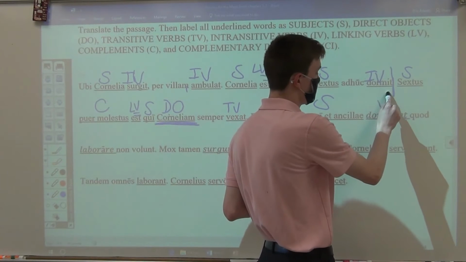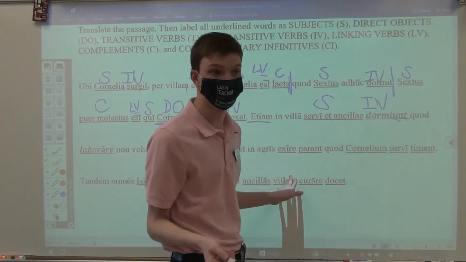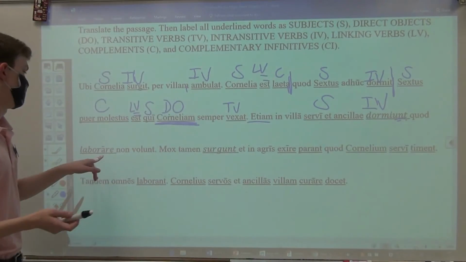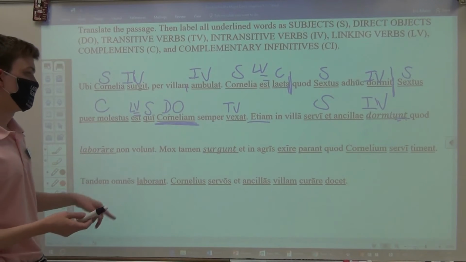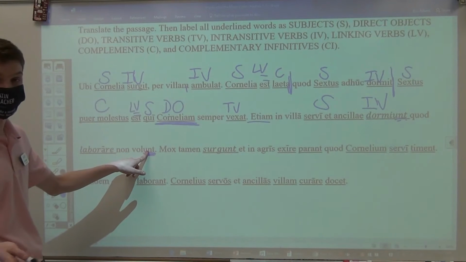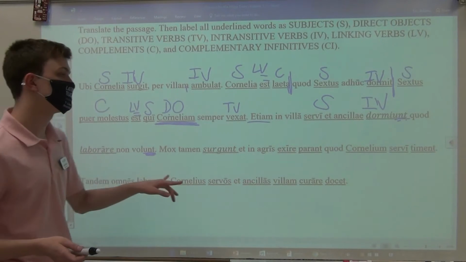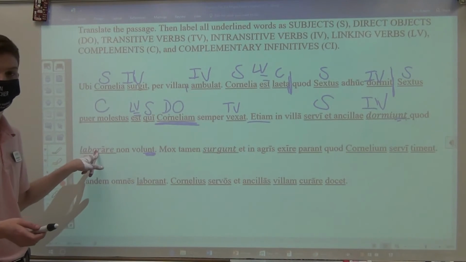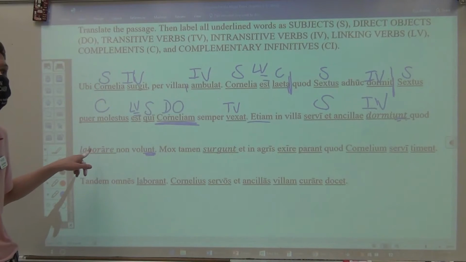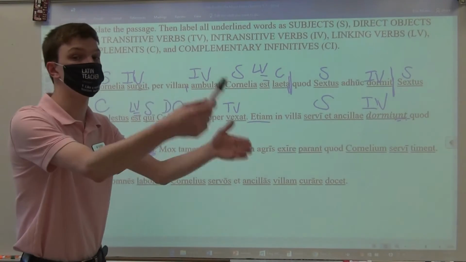Dormiunt is going to be our verb, but not just our verb, it is going to be our intransitive verb because there is no direct object. They sleep because they, the nt is telling us it is plural, they do not wish or do not want laborare to work. Do not say because they don't work. They do not work. That is not right. This is an infinitive. So it's they do not want to work.